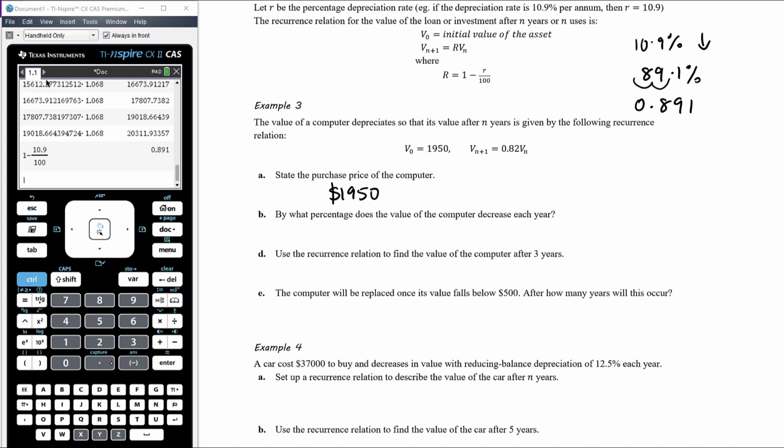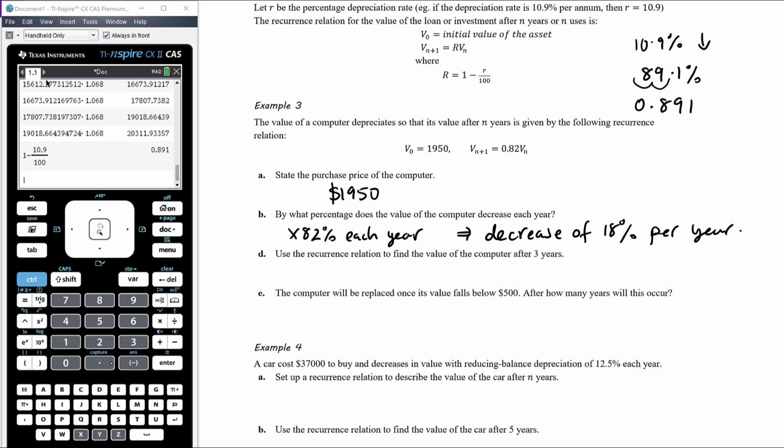By what percentage does the value of the computer decrease each year? Okay, so we multiply by 82% each year, which means it is a decrease. 82% is 18% less than 100. A decrease of 18% per year. Okay, so it's about, if we're only finding 82% of last year's value, we are essentially decreasing by 18%.